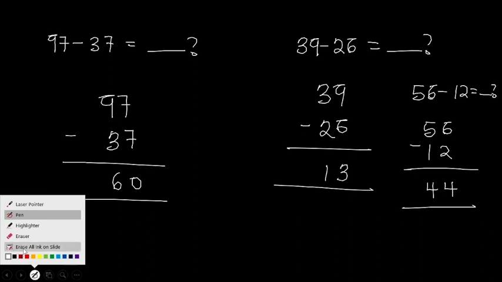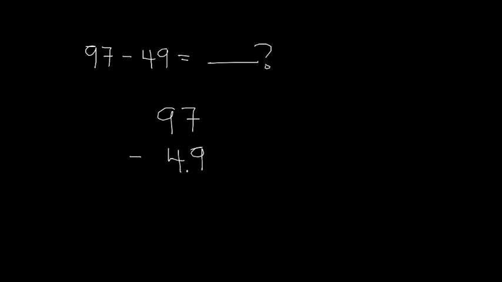Now let's have a look at one example where we need to borrow again. So let's look at, I have 97 minus, let's say, 49. What is going to be our answer? So I have here 97 minus 49. Now, we have 7 at the top here, we have 9 at the bottom. We cannot do the subtraction because 7 is less than 9. So what do we do? We borrow 1 from the 9 over here. Mind you, this is in the tens column. So the 1 we borrow becomes 10. So if I borrow 1 from here, I am left with 8.